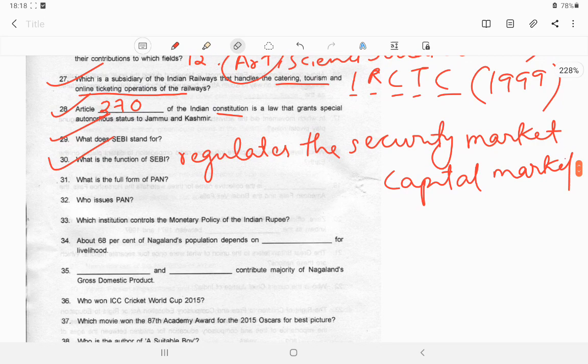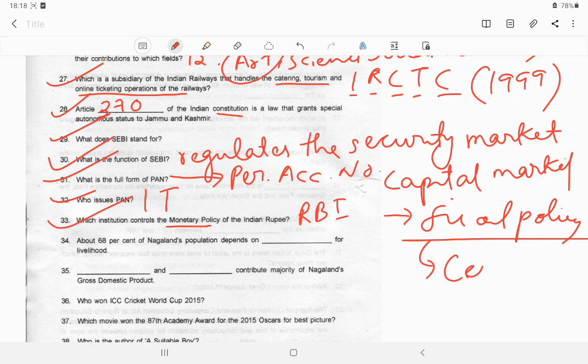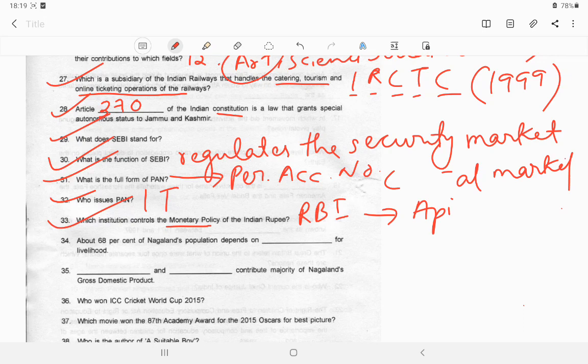What is the full form of PAN? PAN stands for Permanent Account Number, issued by the Income Tax Department. Which institution controls the monetary policy? Monetary policy means the supply of money, whether it increases or decreases, and that is done by the RBI. Fiscal policy is about taxes, levied, due and returned, by the central government. The RBI, Reserve Bank of India, was established on April 1, 1935, and the current governor is Shaktikanta Das.